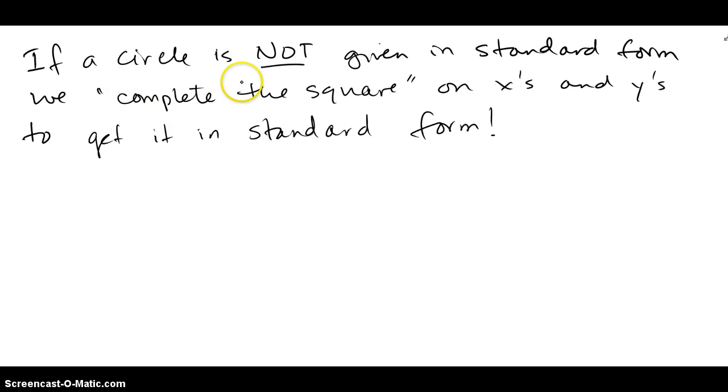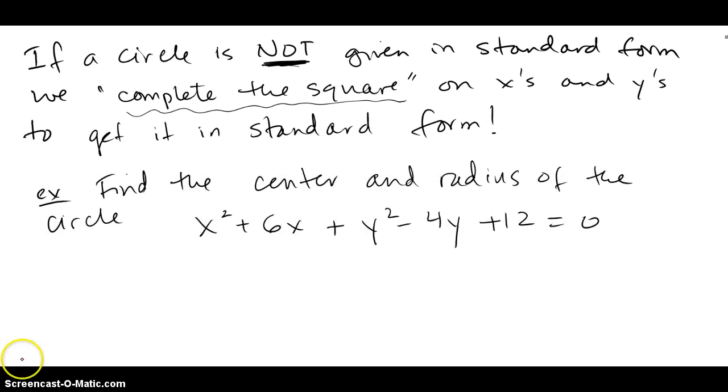Sometimes we're not given a circle in standard form, and if it's not in standard form, we're going to use the idea of completing the square on both the x's and the y's to get it in standard form, therefore being able to find the center and the radius easily. So let's find the center and the radius of this given circle. We know this is a circle because there's an x squared and a y squared involved, and the leading coefficients are both identical. They're the same number, 1. They could have been 2, 3, 4, 5. As long as they have the same coefficient, it is going to be a circle if both quantities are squared.